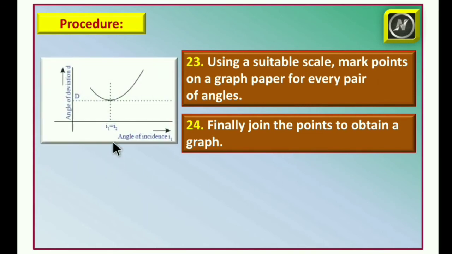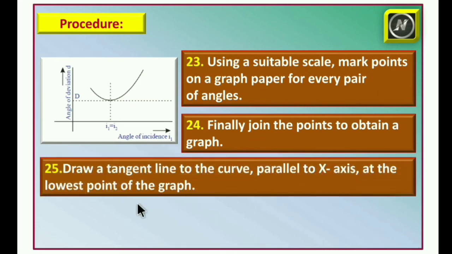If you observe here, the angle of incidence is on the x-axis and the angle of deviation on the y-axis. For an angle of incidence of 30 degrees, what is the angle of deviation? And for 40 degrees, and 50 degrees? Like that we mark the points. Finally we join all these points and get a graph like this. First we get high values, then the angle of deviation decreases to a certain level, and after that it increases with increasing angle of incidence. First it decreases and later increases.